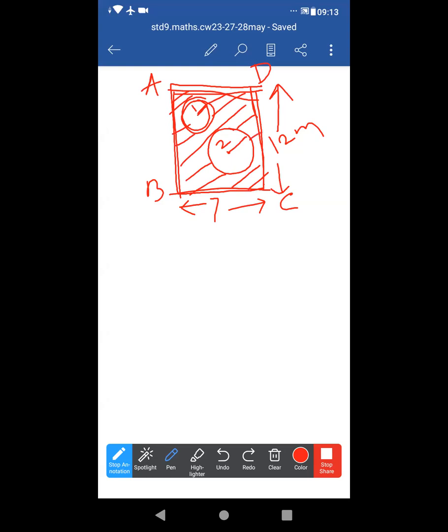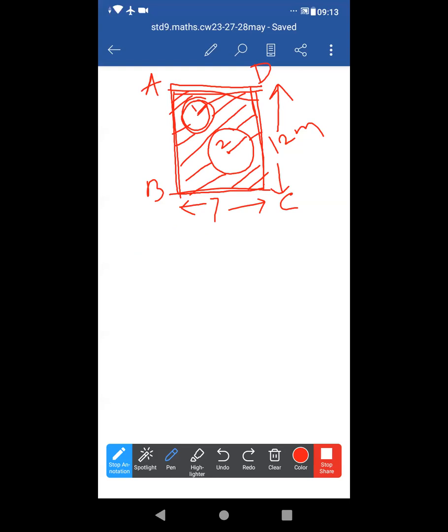Now, shaded part means if we find the whole area of this rectangle, the total area, then minus the area of these two circles. Exactly. Then it will be clear.